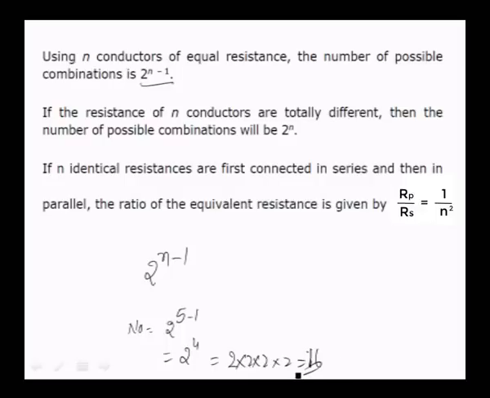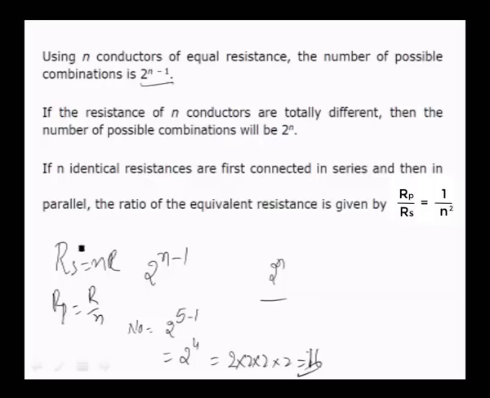The second one, if the n resistors or conductors are totally different, that is, if the resistors are not identical, then the formula is equal to 2 power n. Now, n identical resistors are first connected in series, then in parallel. The effective resistance, when equal resistors are connected in series, is equal to nR. In case of parallel, R by n.